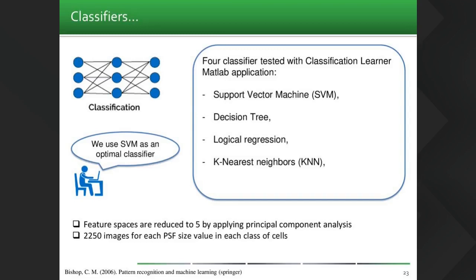So we selected the SVM as the optimal classifier. After that, to do the training, we have to reduce all the feature spaces to have the same size, the same dimension. So we applied principal component analysis to reduce the feature spaces of the gray level co-occurrence matrix and local binary pattern to 5. And just for information, the training data set for this study was 2,000 images for each class for each PSF size, and the testing data set was 250 for each class for each PSF size.